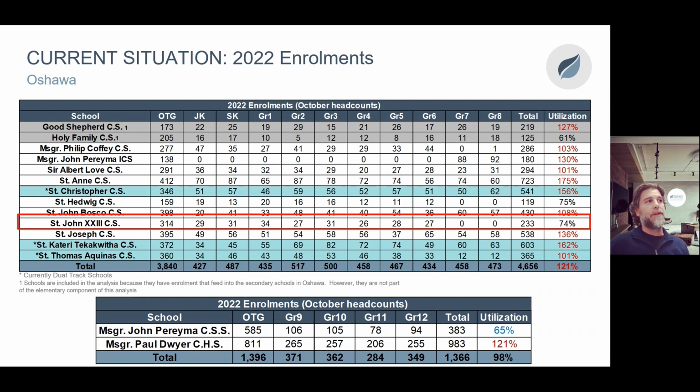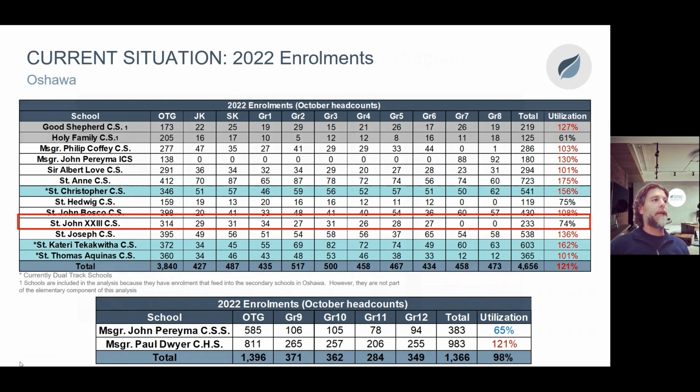We see that St. John the 23rd was built with a capacity of 314. According to October 31st, 2022 enrollment numbers, the school had 233 students in it for a utilization rate of 74%. Of all the schools in this boundary review, that has the lowest utilization rate, and there are really only two schools that are operating well below 100% in the City of Oshawa, two elementary schools, St. Hedwig and St. John the 23rd.